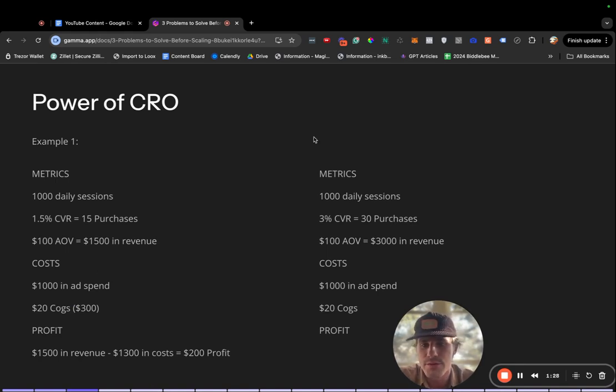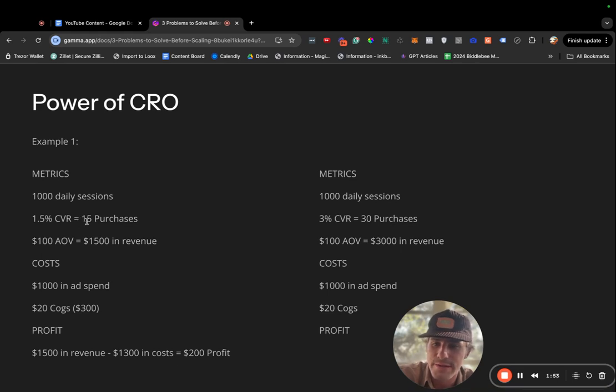So let's go through two quick examples on how optimizing your conversion rate can make such a big impact. Let's pretend we own a Shopify store and these are our metrics. We're sending about 1,000 daily sessions. Obviously, this isn't going to be perfect, this is just for an example. We're converting at 1.5%, which is actually the average Shopify conversion rate. So with 1,000 daily sessions and a 1.5% conversion rate, that's going to be 15 orders a day. Let's say we have about $100 AOV, average order value, that means we are going to be doing about $1,500 a day in revenue.